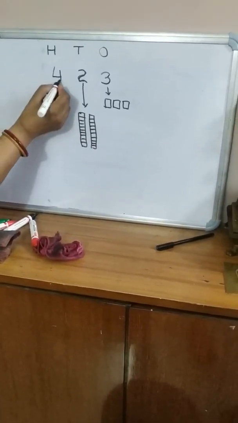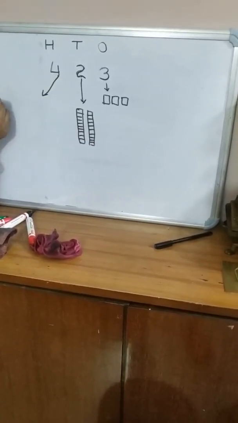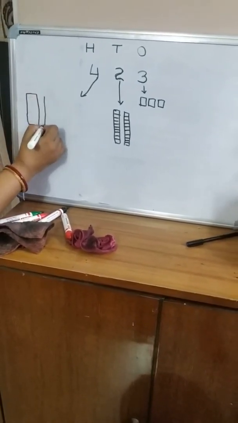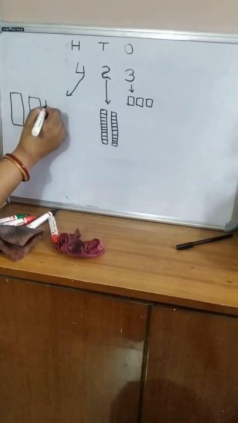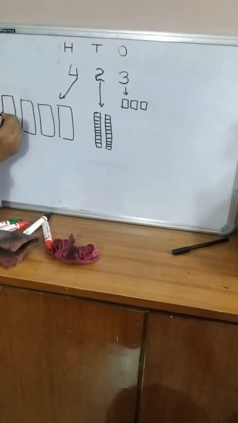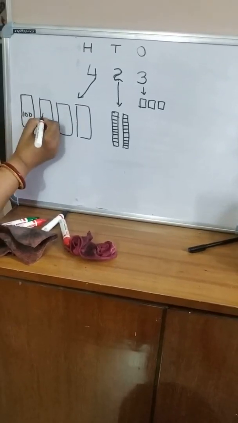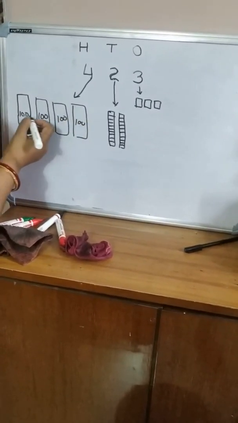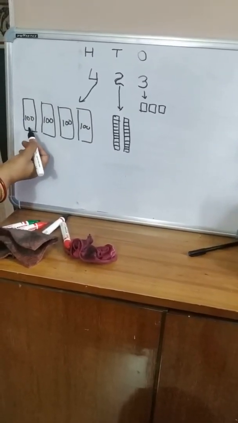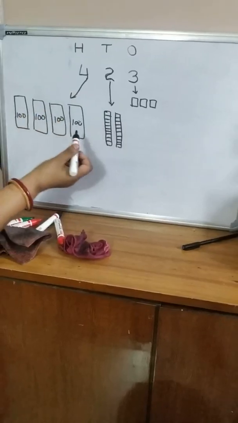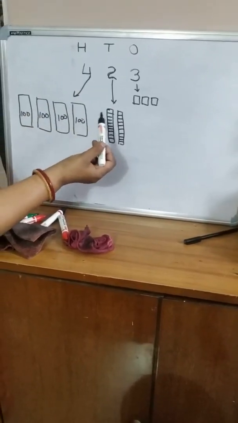Now it is 400. 400 means jars each having 100 cookies. 4 jars: 1, 2, 3 and 4. So it is 4 times 100 cookies. Thus this picture represents 423.